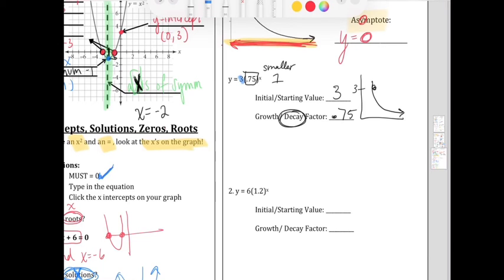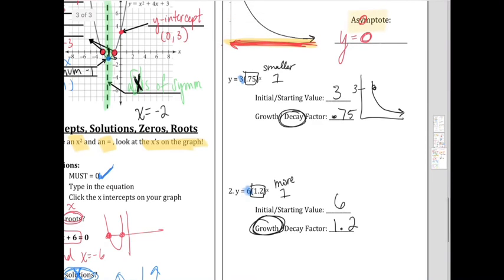Okay? The next one here, the initial value is your starting number. So in this one, my starting number is 6. The number inside is above 1. This one is more than 1. So this one is a growth, and it's growing by 1.2.